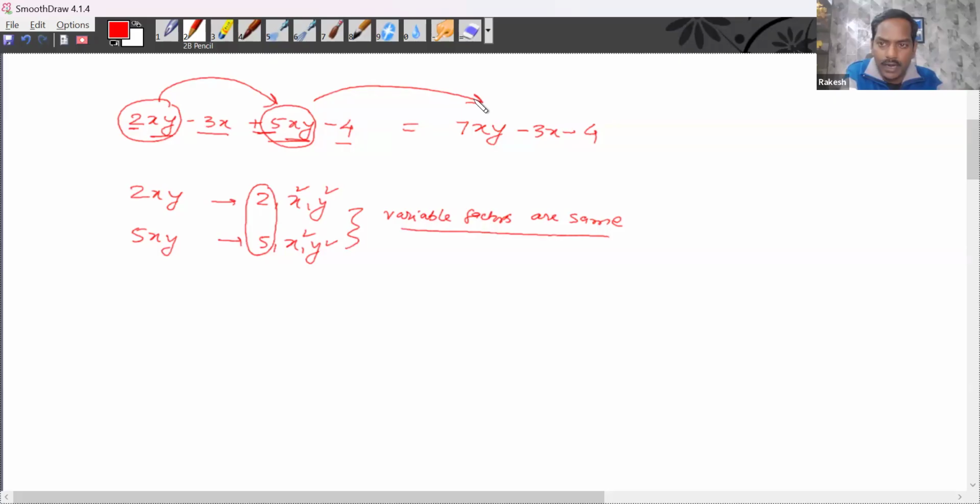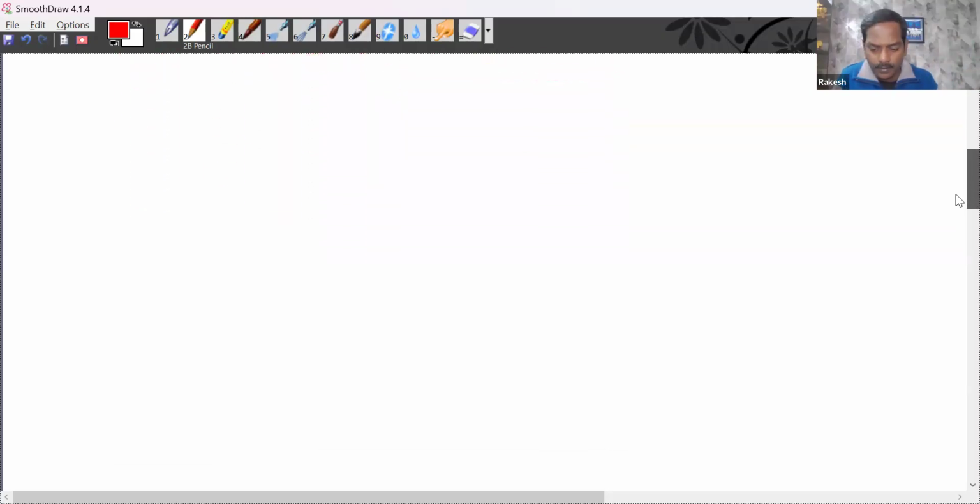Of course, if this is the like term, then what is the definition of unlike terms? Whenever the variable factors are not same, then they are unlike terms. For example, comparing 3x and 2xy, they are unlike terms. Why? Because their variable factors are not same. I hope you have understood the meaning of like terms and unlike terms, right? Now let's move further and try to figure out what is the value of an expression.